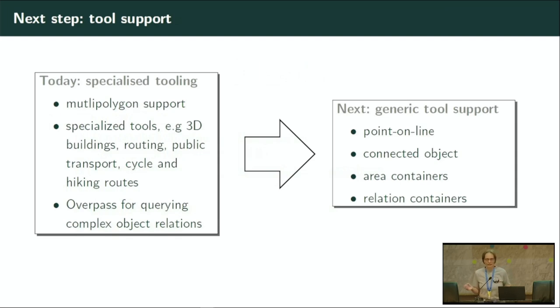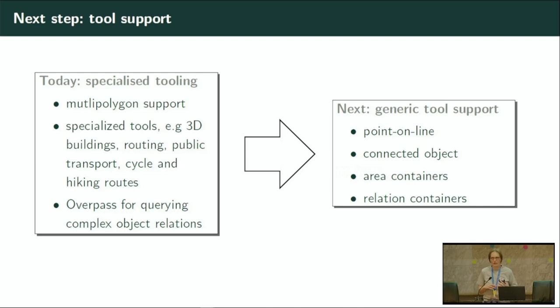So what we need as a next step is tool support. As I said, today our tooling doesn't really support complex objects, except for a few special cases. We do multi-polygons. There are tools for 3D objects, routing, public transport does this, and some hiking maps can also do this. We also have Overpass, which is really good at finding complex objects, but not really good at putting them together. So a concept which I think would be a good candidate for writing generic tool support is this point on line thing I mentioned.